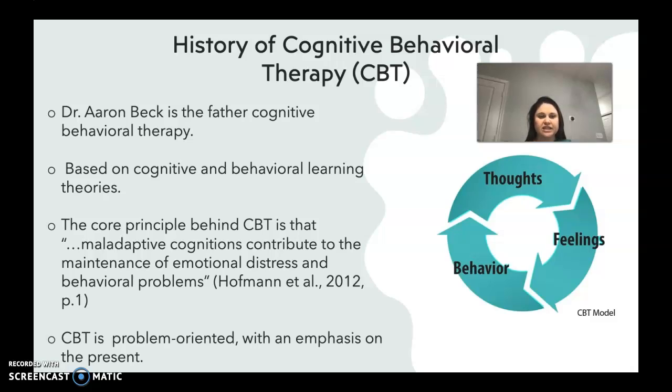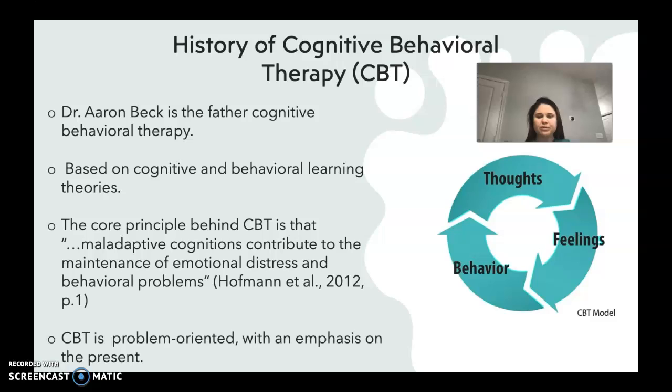Dr. Aaron Beck is the father of cognitive behavioral therapy, and the main purpose is to challenge and change a person's thoughts and behaviors to improve how they manage their emotions and assist with developing different strategies to solve different problems. And this whole theory is based on that our thoughts, feelings, and behaviors are all connected.